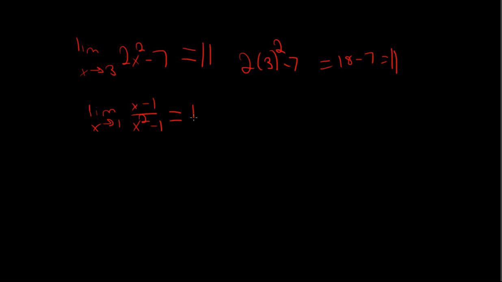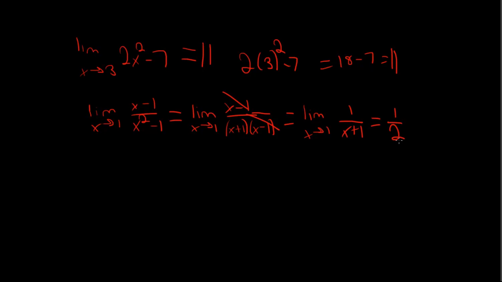So you can say that this is the limit as x approaches 1 of x minus 1, and now we can factor the denominator and get x plus 1 times x minus 1. Now you'll notice these two terms cancel out. So now what we're left with is the limit as x approaches 1 of 1 over x plus 1. And you'll notice here we can just use direct substitution to get 1/2. So this is called algebraic manipulation.